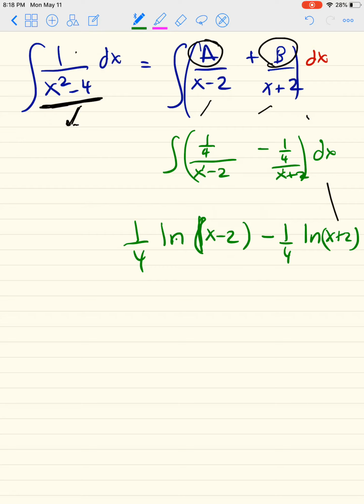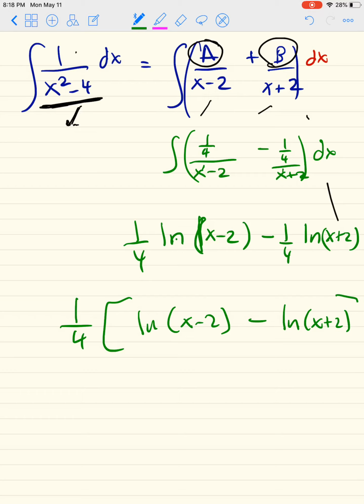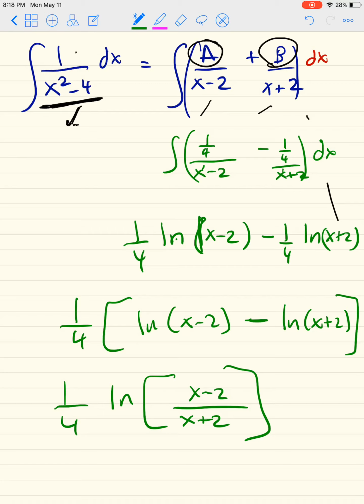And then, since they both match, you might have something that looks like this. Because of the natural log power laws and all that good stuff, do you remember what happens here? It becomes 1/4 ln of x minus 2 over x plus 2. So it depends on what they want, but that's pretty much how you do this.